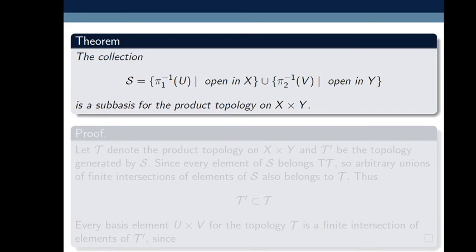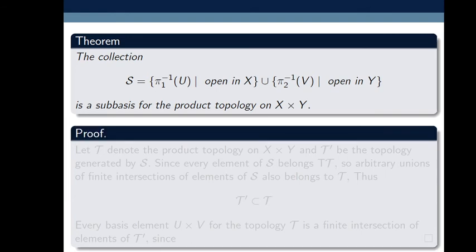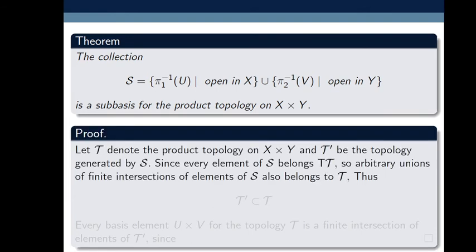So we know what is meant by a subbasis. A subbasis script S for a topology on X is a collection of subsets of X whose union equals X. So let's have the proof. Let tau denote the product topology on X times Y and tau dash be the topology generated by script S.